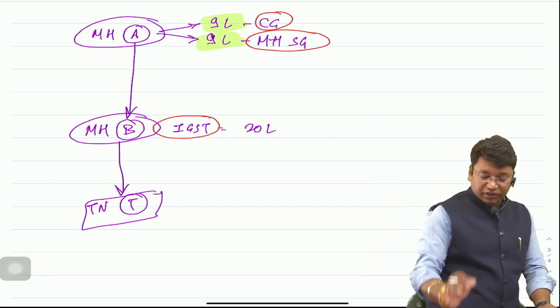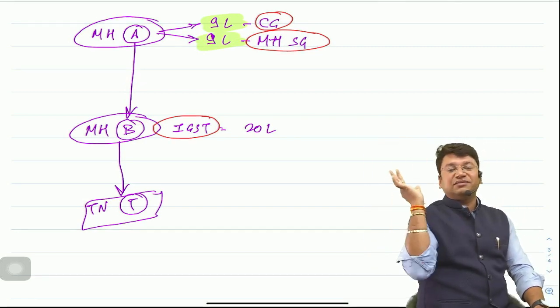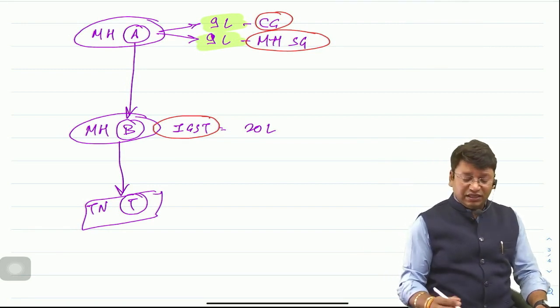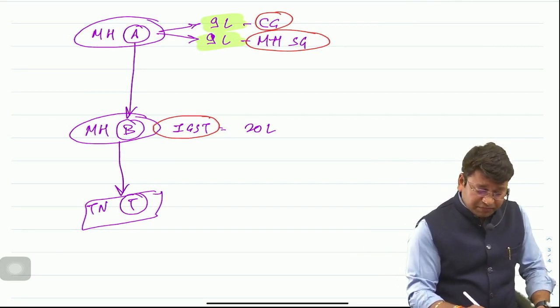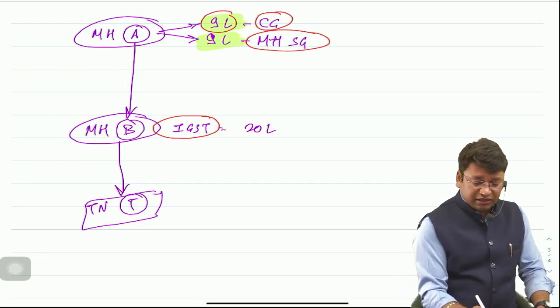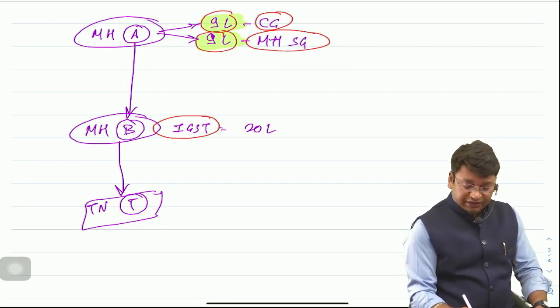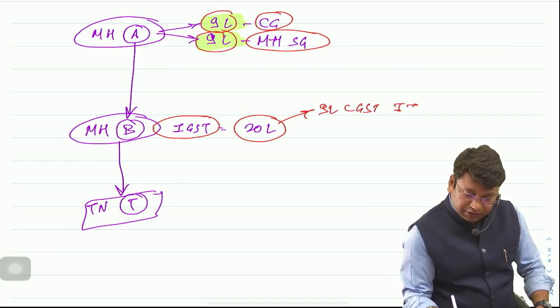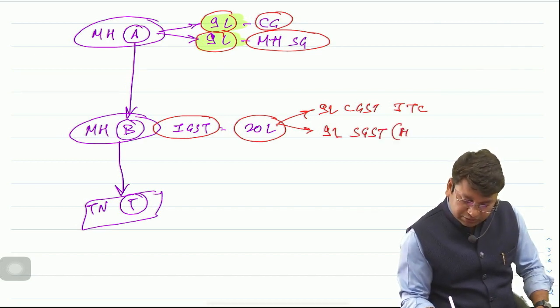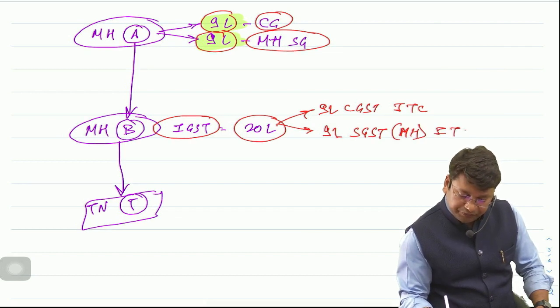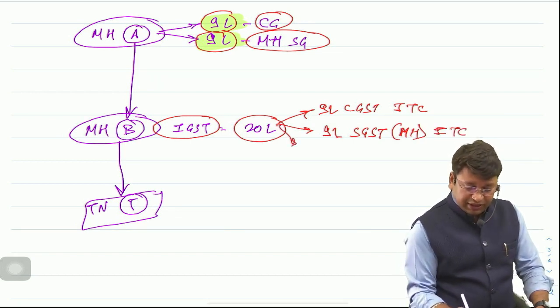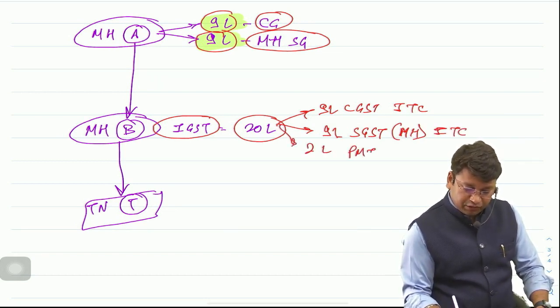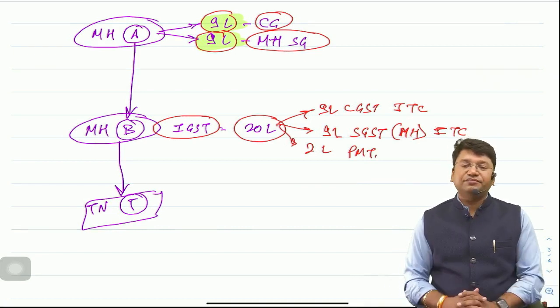No worries. Okay, so for paying the liability of rupees 20 lakh of IGST, sir, Mr. B will use 9 lakh CGST credit, 9 lakh SGST credit, that is 9 lakh CGST ITC, 9 lakh SGST, meaning Maharashtra state ITC, and the remaining 2 lakh he will pay to the government.